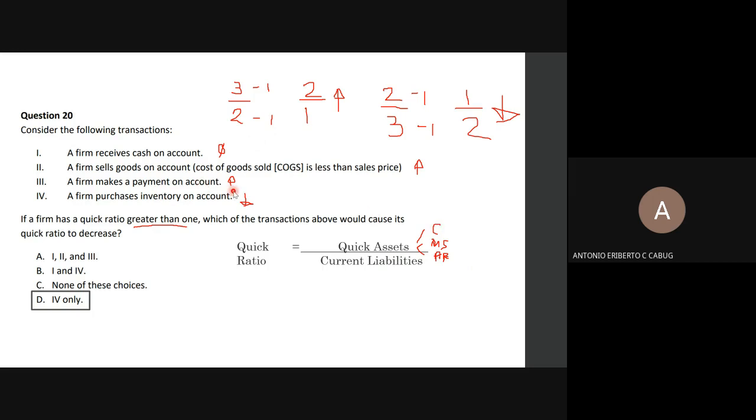Kapag ito nangyari, payment on account, increase din, no? Kasi greater than 1 siya. Kung less than 1, magdi-decrease yung ratio. So, ito lang, number 4 lang yung magiging sagot natin. I hope that's clear. Next question.